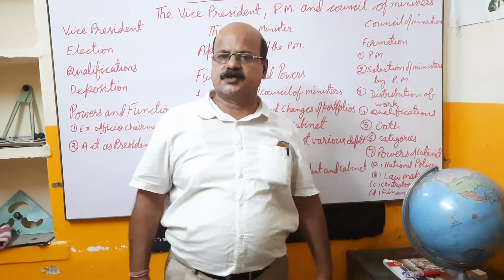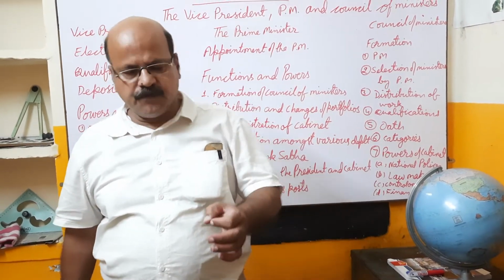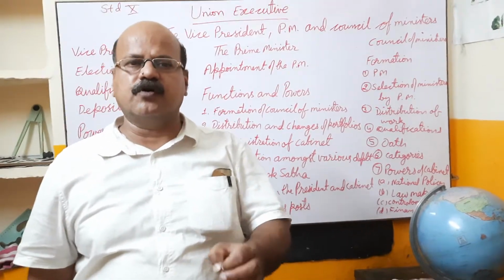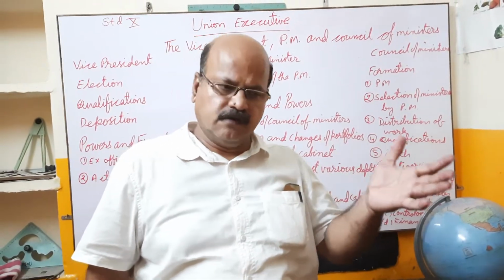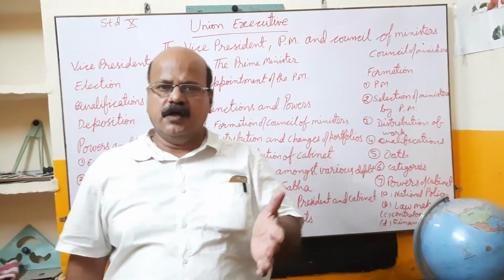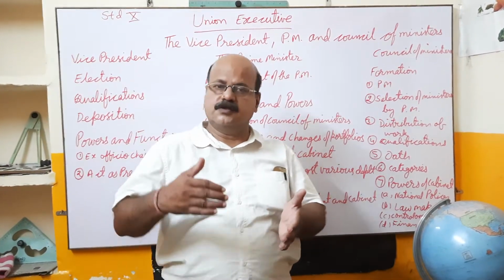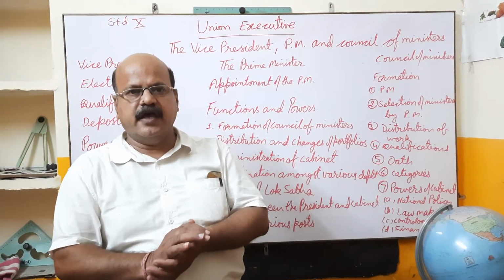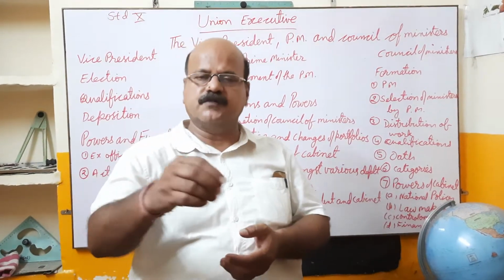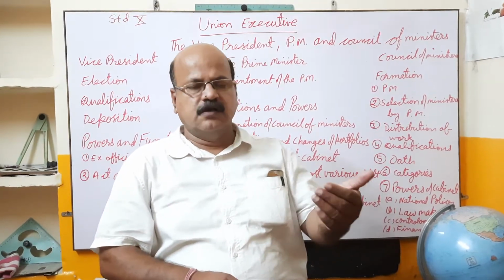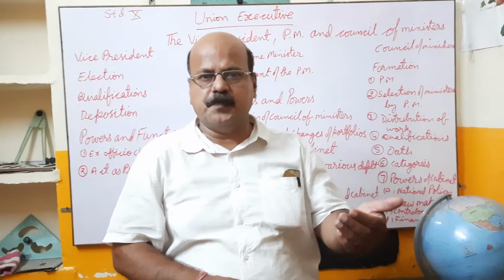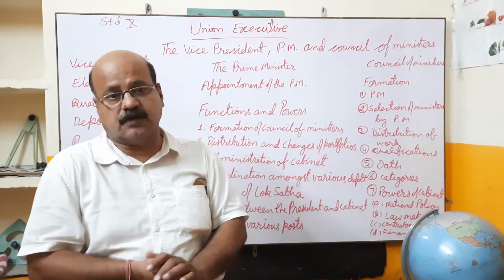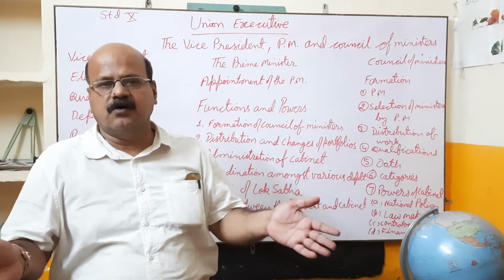Qualification of the Council of Ministers. The minimum qualification to be a member of the Council of Ministers is to be a member of either of the houses, whether Lok Sabha or Rajya Sabha. If any person is given the charge of minister, then he has to become a member of either of the houses within a span of 6 months. Otherwise, he will have to leave the office.